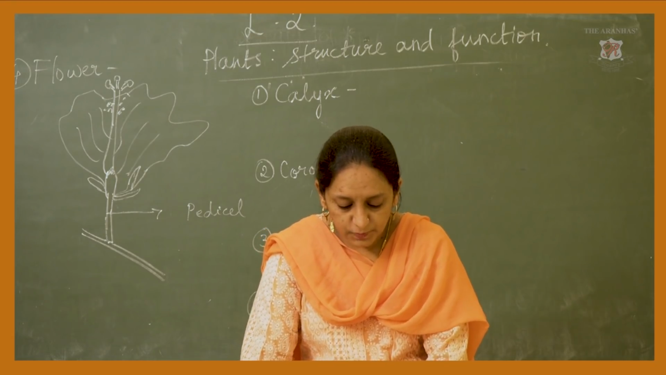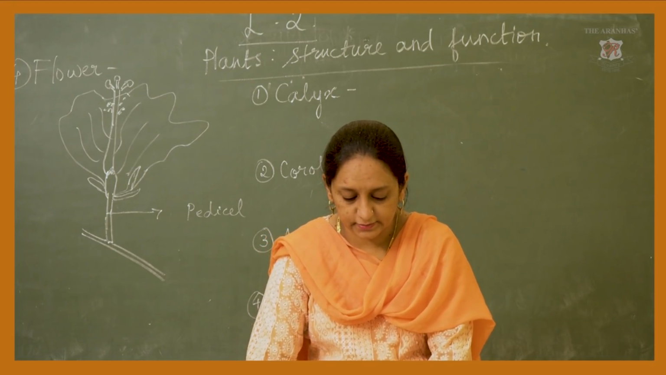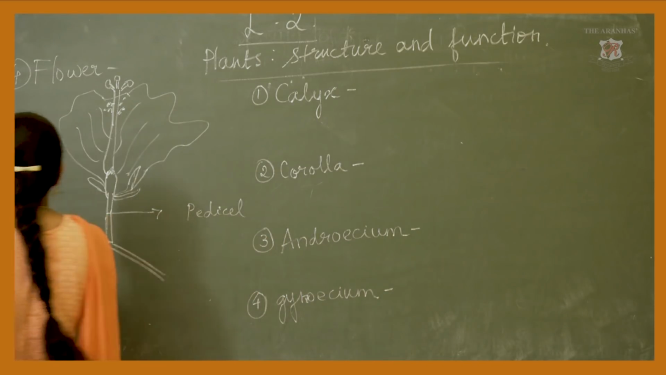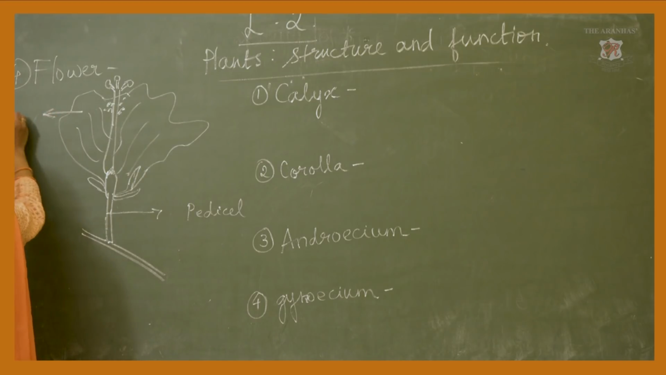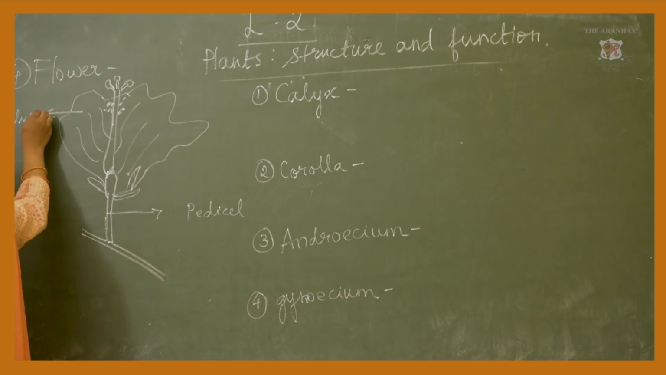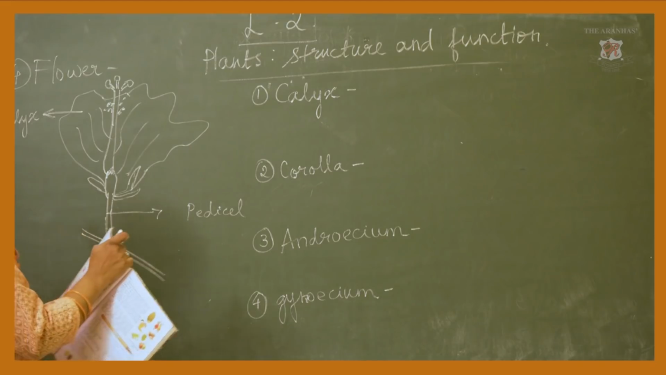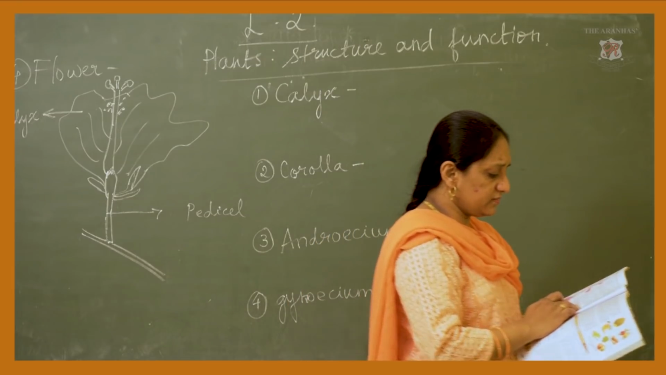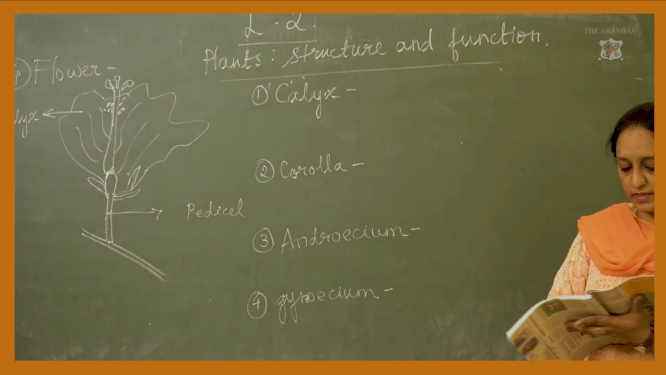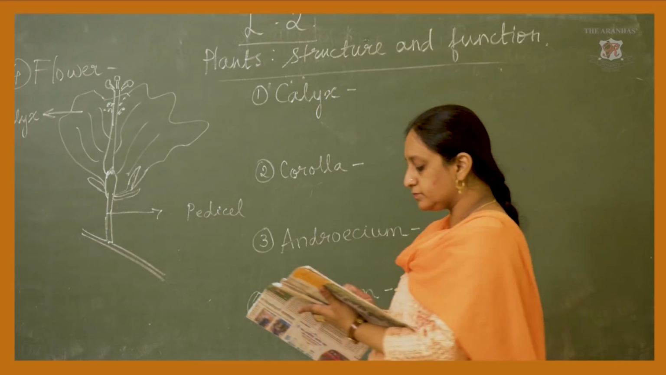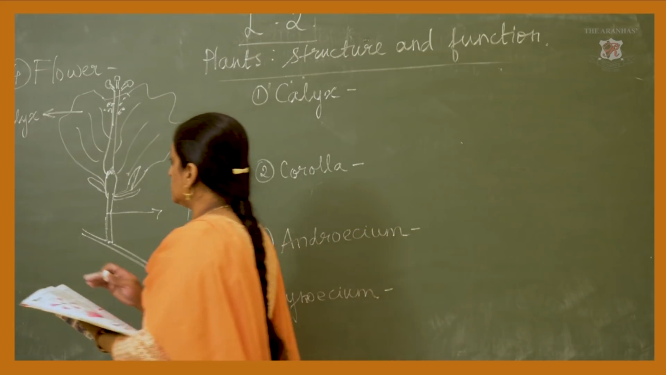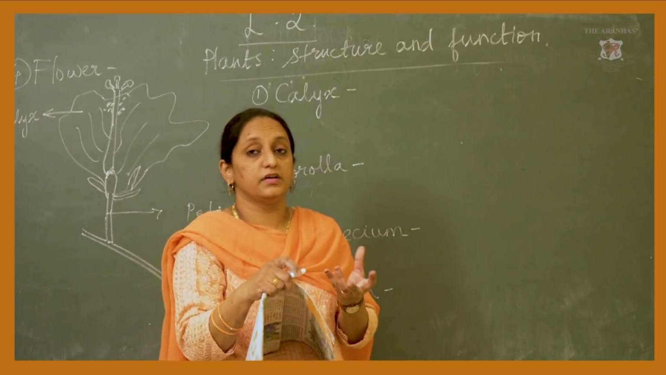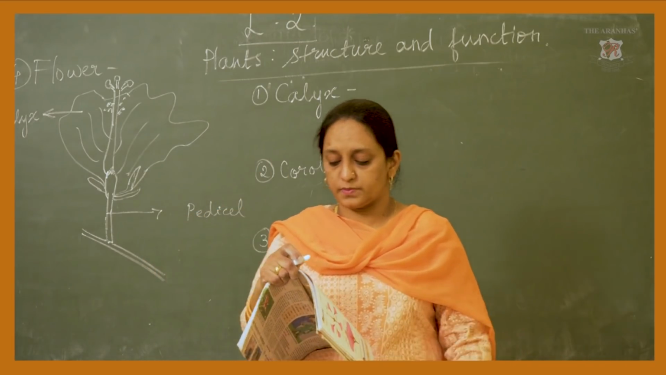So the first part of the flower is the calyx. Now see, I start labeling my flower. Calyx is this part. We have to study each and every part in detail. I start with the first part, calyx. Now what is calyx? In bud condition, petals are covered by leaf-like parts called sepals, which are green in color. They form the calyx. In Marathi we call the bud condition kali.